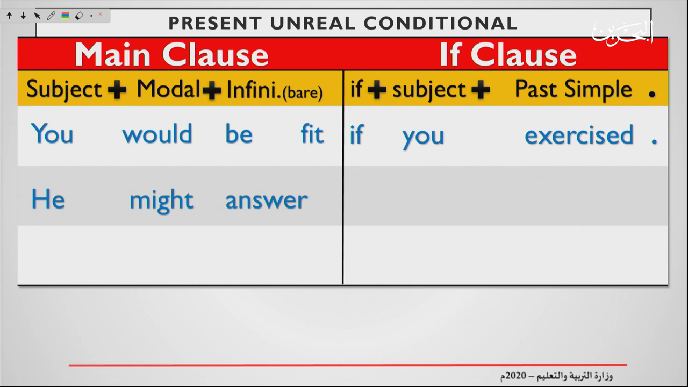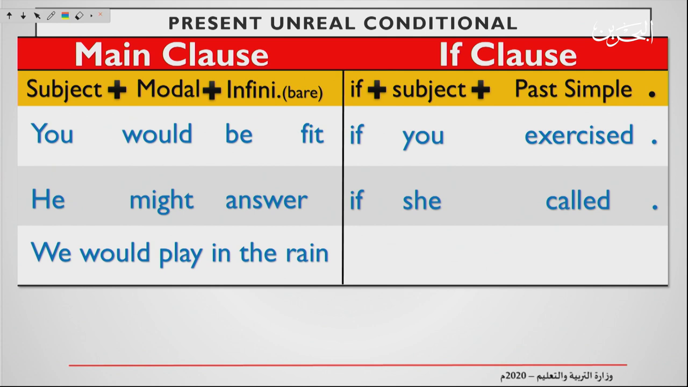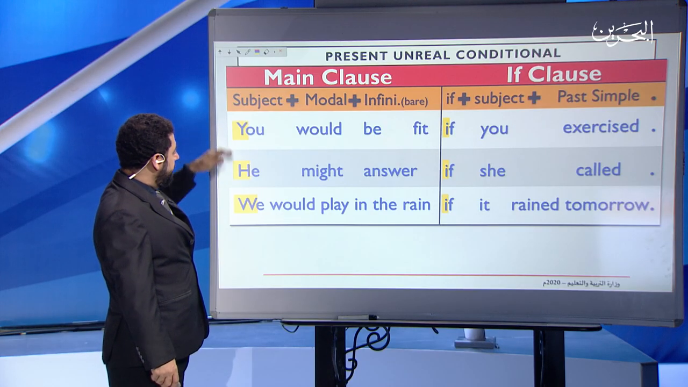He might answer if she called. Full stop. Very good. We would play in the rain. See, modal would, play infinitive, and this is a complement to the sentence, okay? If it rained tomorrow, if it rained tomorrow. So what has changed? I have uppercased the first letters.